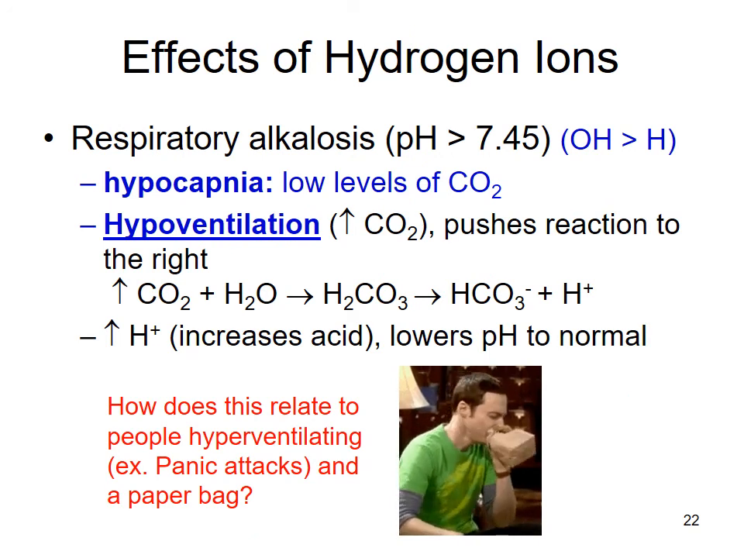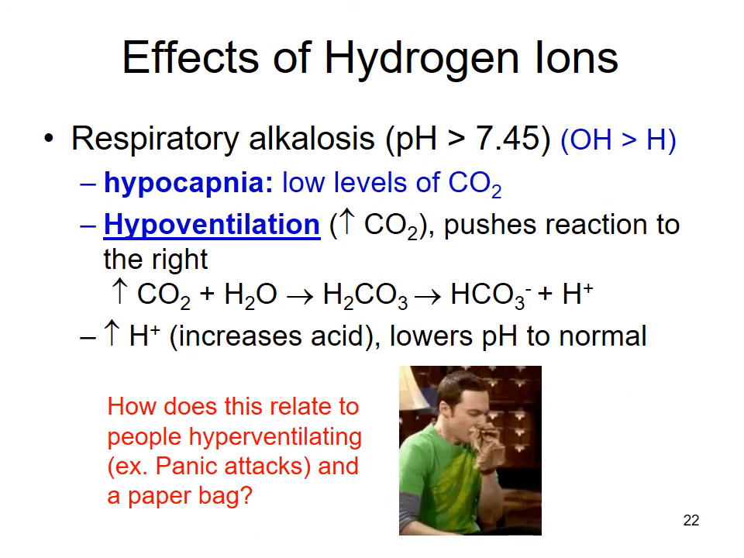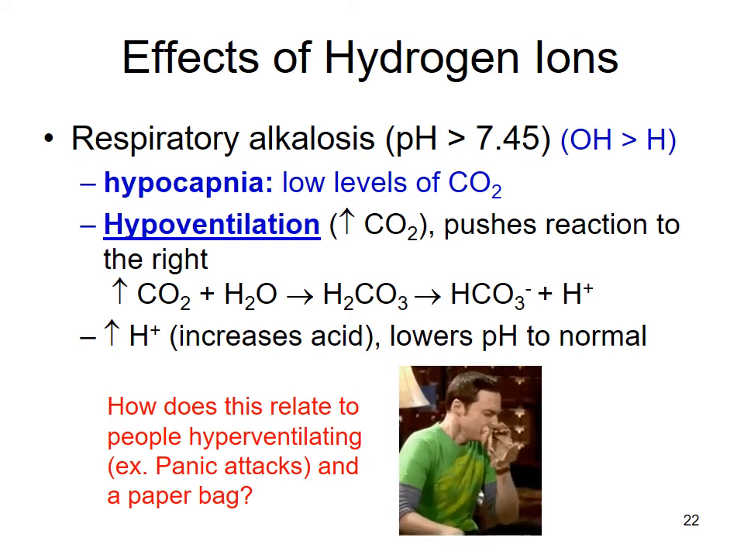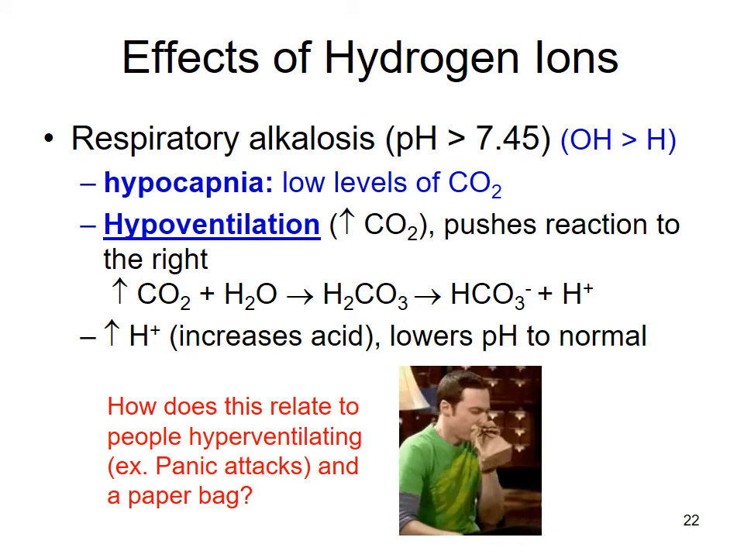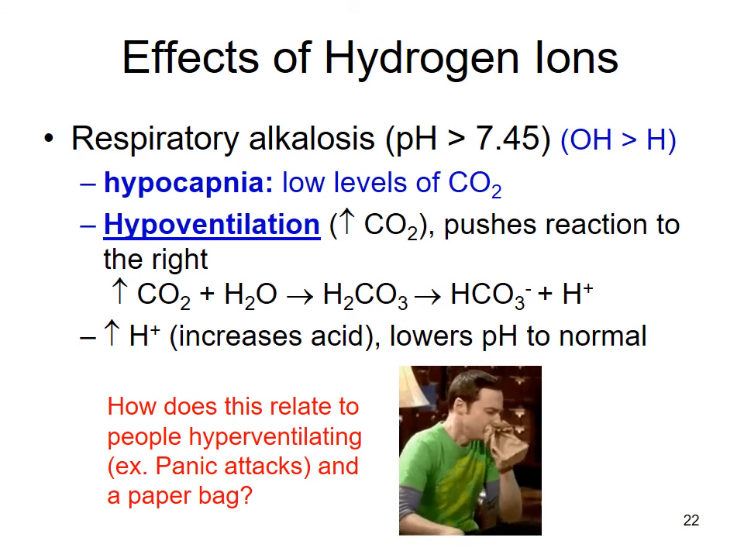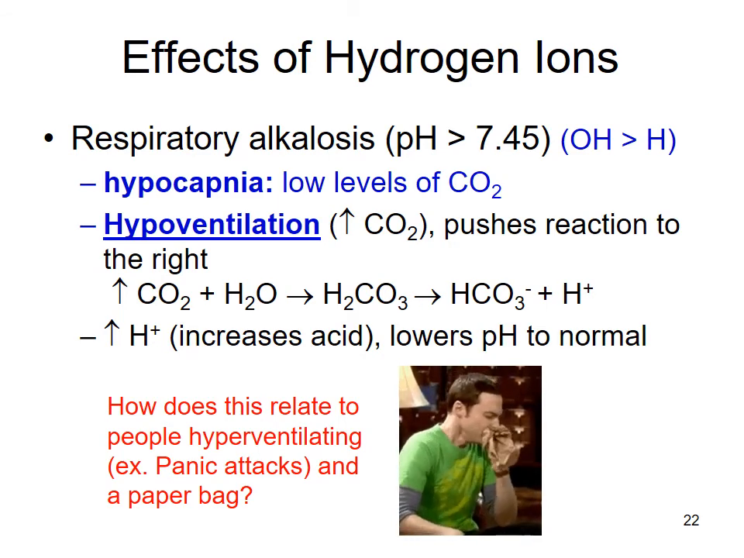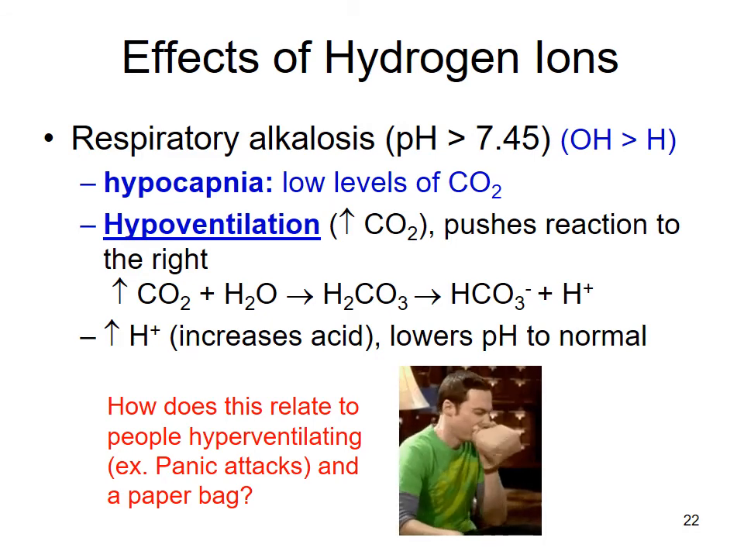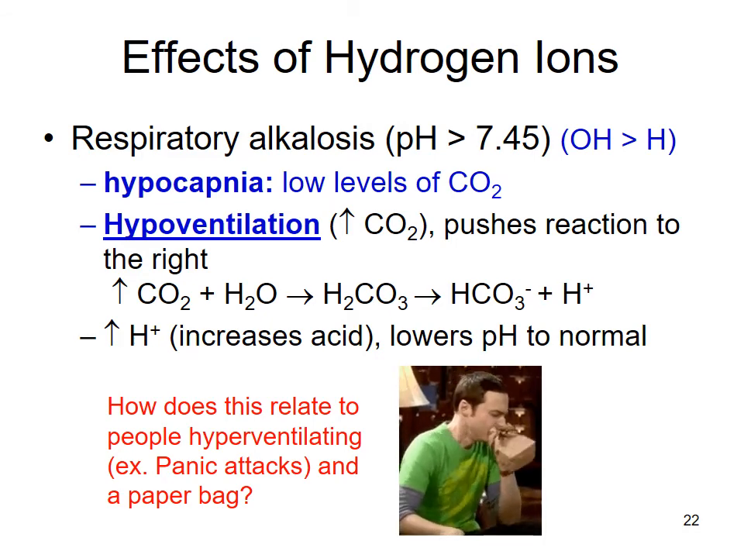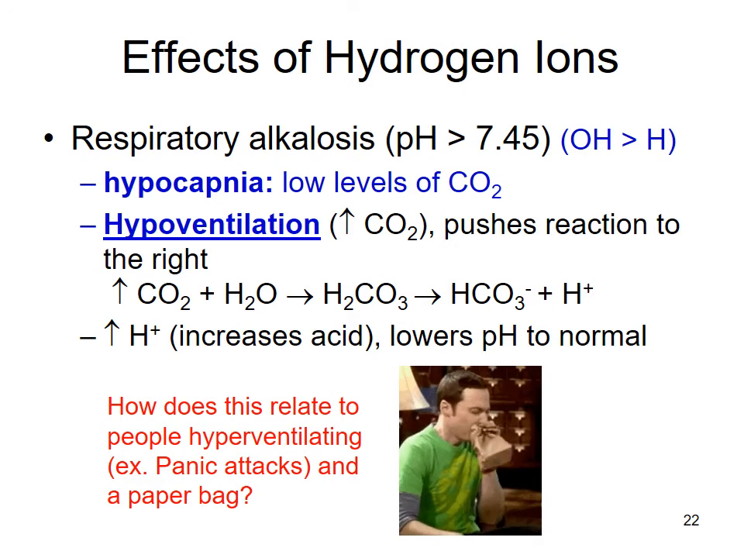Now, what about if we do the opposite? This would be respiratory alkalosis. Respiratory alkalosis says that our pH is above 7.45, so we become more basic, more alkaline, and this is because our hydroxide ions, or OH, are exceeding our hydrogen ions. This is usually caused by hypocapnia. This is when your patient has low levels of CO2. And according to our formula, if we have low levels of CO2, that means we're also not generating as many hydrogens as we normally would, hence the case of being more basic.